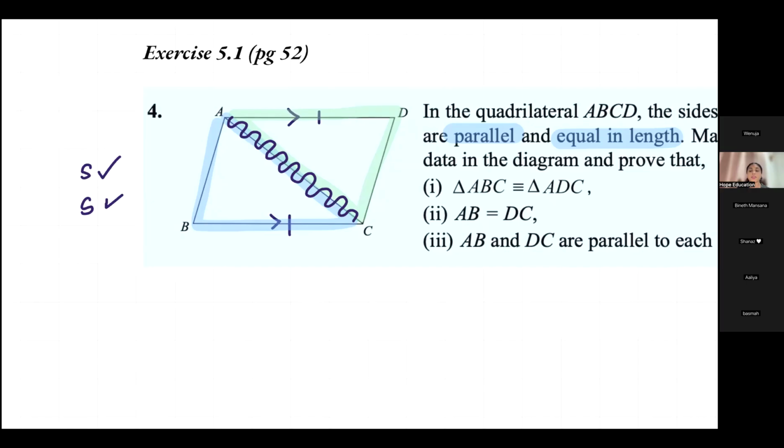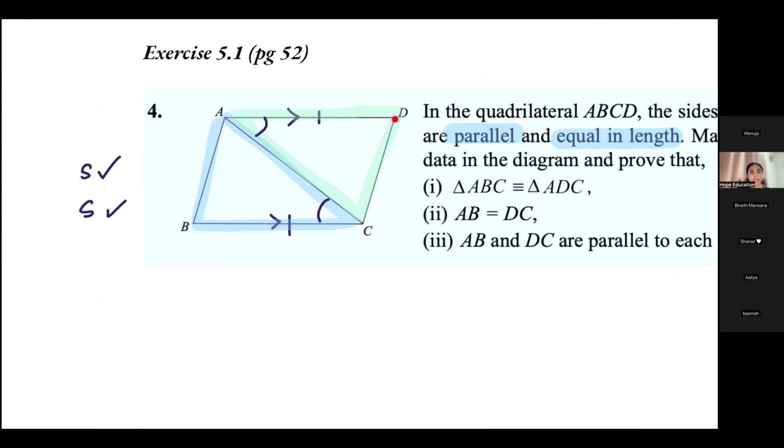What else? An angle. Okay, what is the angle? CAD and BCA. These two, right? Yes, and what would be the reason? Alternate angles? Very good. Alternate angles between parallel lines. Why? Because this line and this line are parallel. Between two parallel lines, if there are angles in the Z shape, we said they are equal.